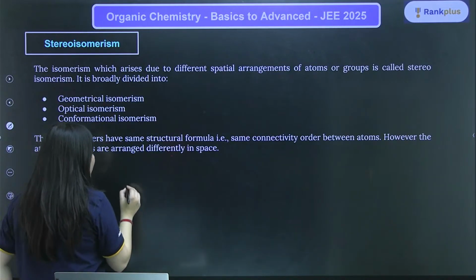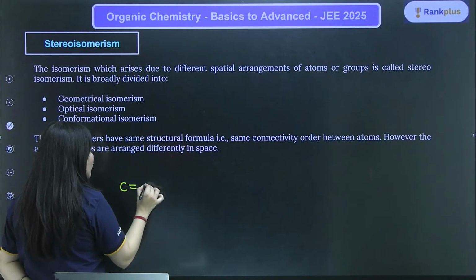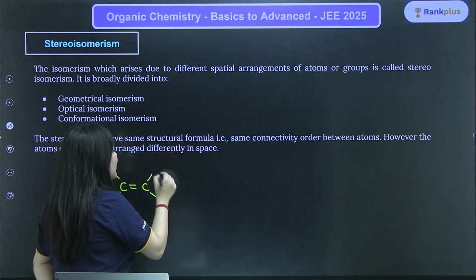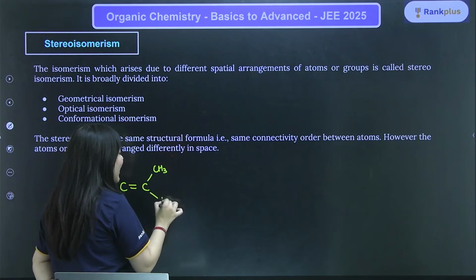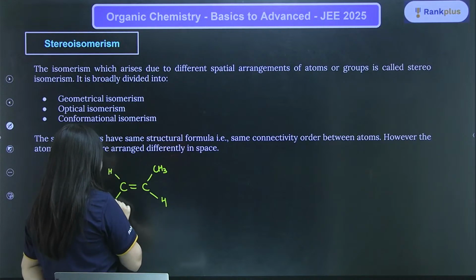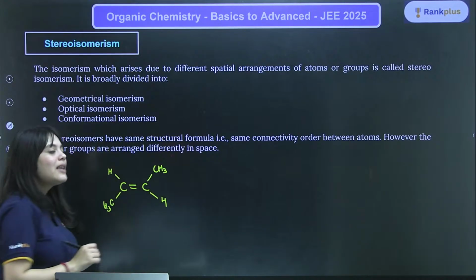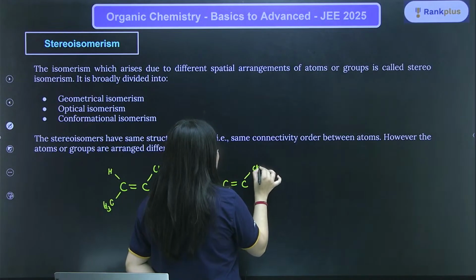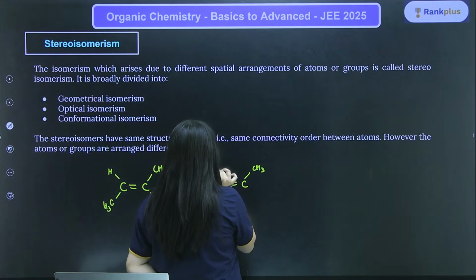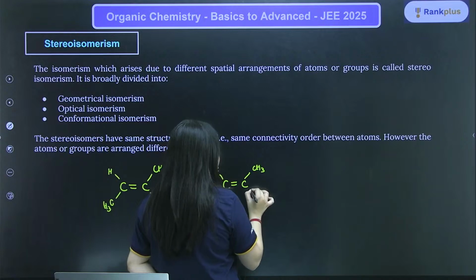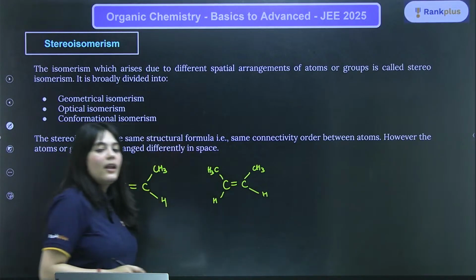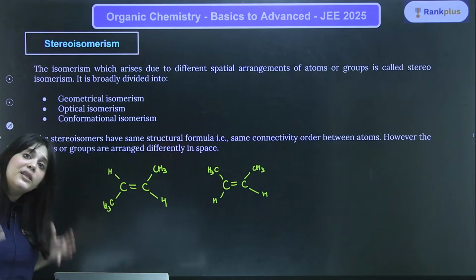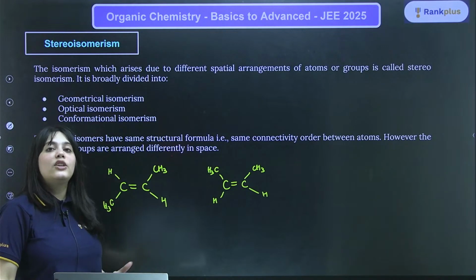For example, I've drawn this alkene over here, right? This alkene molecule has a CH3 over here, a hydrogen over here, a hydrogen over here, and a CH3 over here. I've drawn another molecule like this alkene. Here the CH3 is here. Once again the CH3 is here. Here the hydrogen is here, here the hydrogen is here, right? So I've drawn these 2 molecules. Now are these isomers of each other? Absolutely. But what kind? These are stereoisomers.